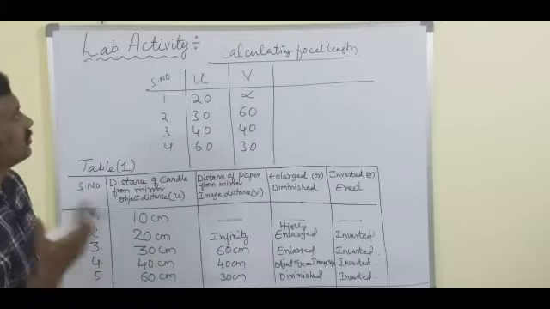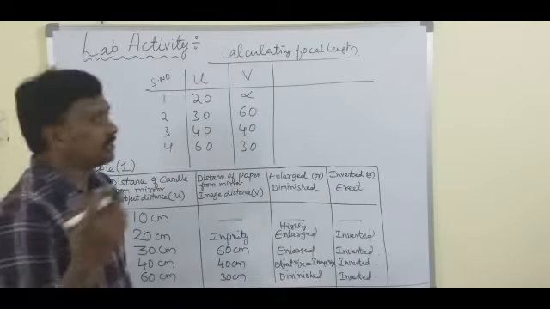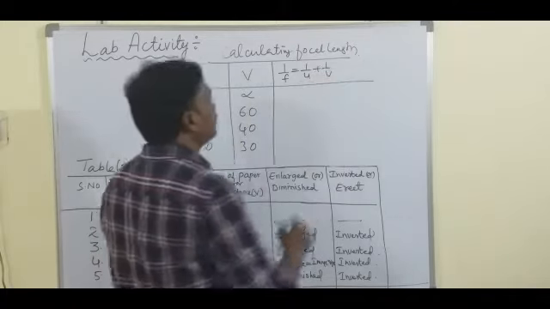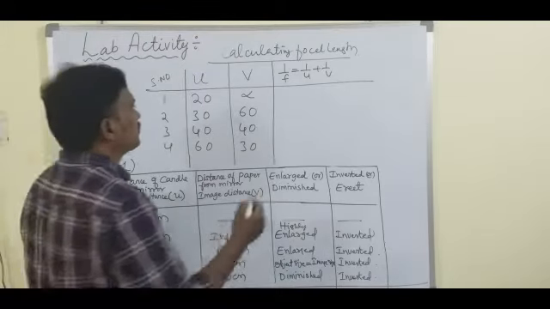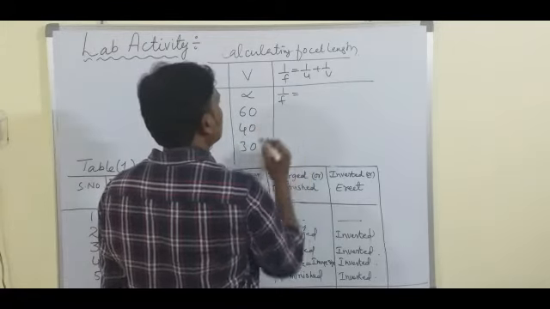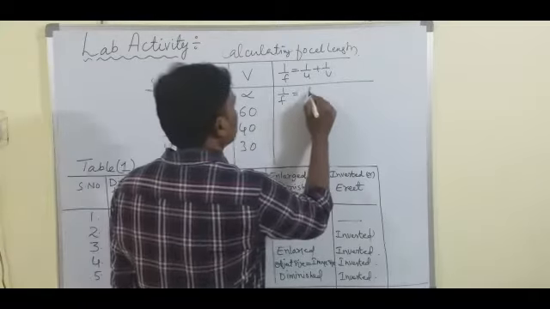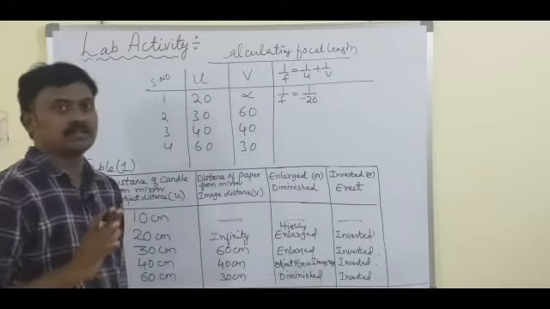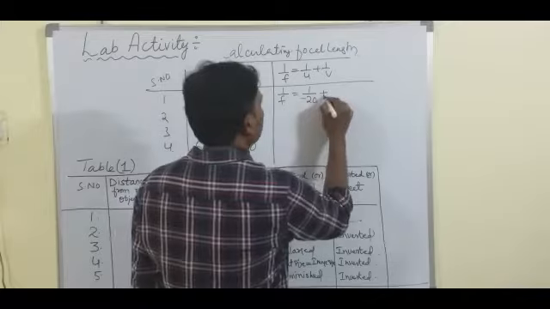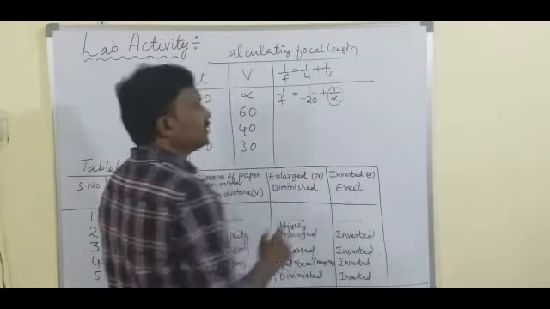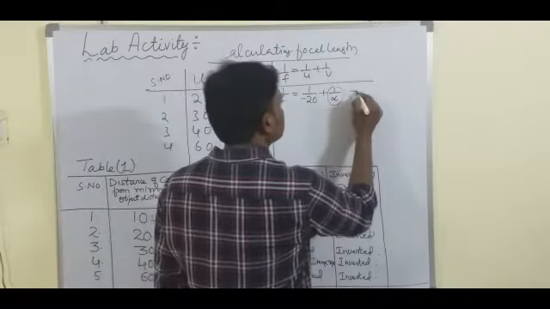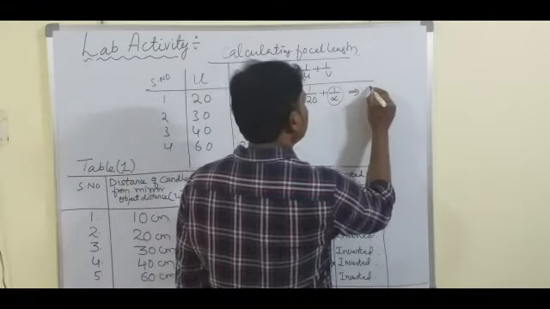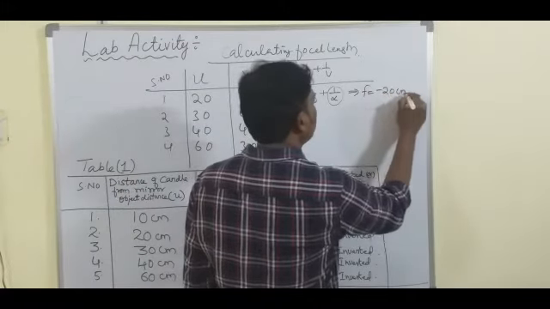Okay, children. So how do you calculate the focal length? We have the formula, mirror formula. That is 1 by f is equal to 1 by u plus 1 by v. We can substitute and we can find it out. So 1 by f is equal to 1 by minus 20. Hope you didn't forget the sign convention. Plus 1 by infinity. 1 by infinity is 0. So this implies 1 by f is equal to 1 by minus 20. What is the meaning of that? f is equal to minus 20 centimeters.